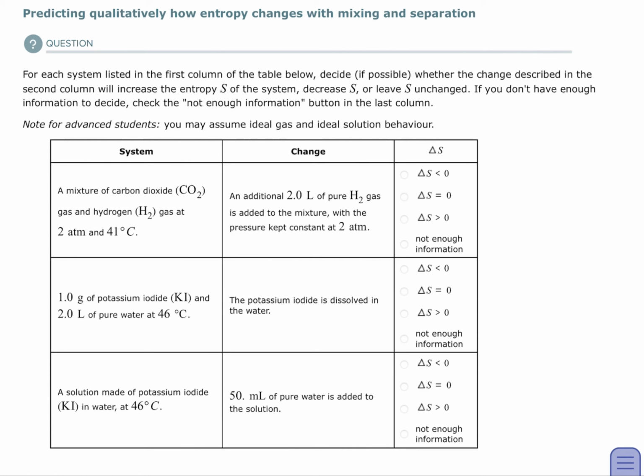Welcome back. This is an Aleks homework video on predicting qualitatively how entropy changes with mixing and separation. Okay, pretty easy concept here. If you put stuff together, you're going to make it more random.